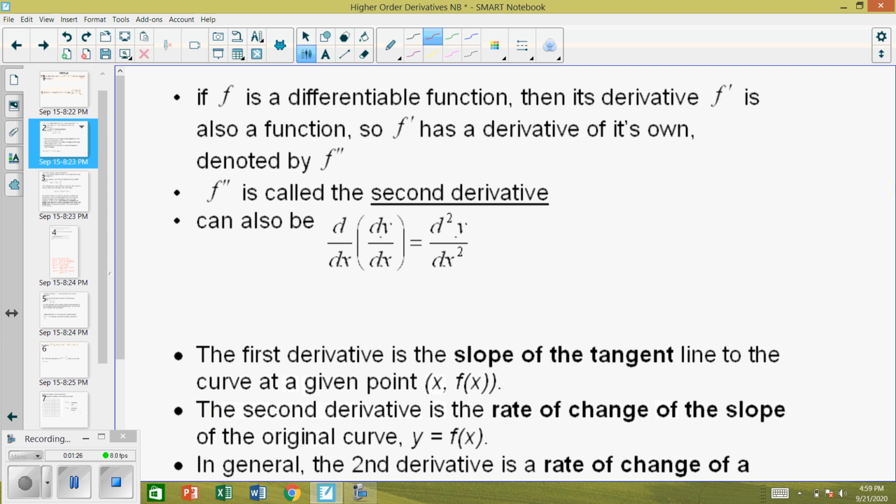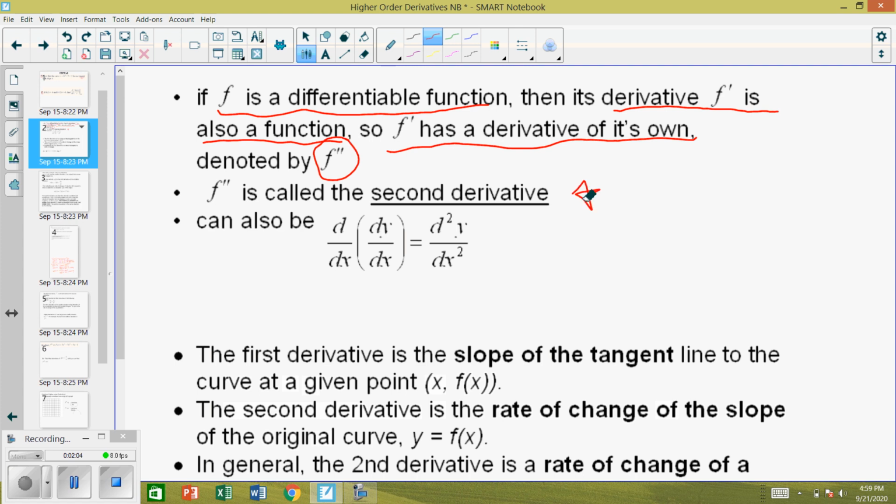It says if f is a differentiable function, then its derivative f prime is also a function, meaning it's going to be an equation. For instance, the derivative of x squared is 2x. That is also a function, and since that's a function, f prime has a derivative of its own. We denote that by f double prime. It's literally just two lines. F double prime is called the second derivative.